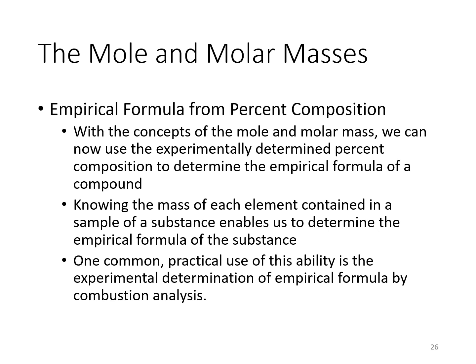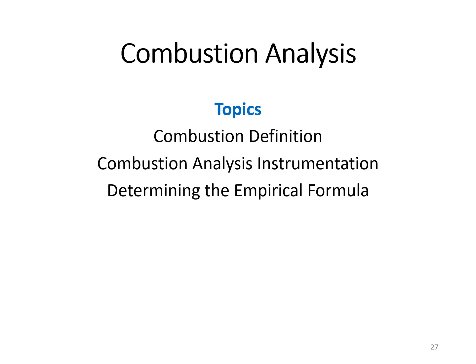Now, empirical formulas are related to the actual molecular formulas, and we'll need a little bit more information to do that transition, but empirical formulas still give us quite a bit of data. So if we knew the mass of each element in a particular sample of a substance like carbon dioxide, we would be able to determine the empirical formula of that substance using these concepts of mole and molar mass. One common practical way of doing this is a technique called combustion analysis, in which we can determine the empirical formula using some of these skills. So next time we'll be talking about combustion analysis.